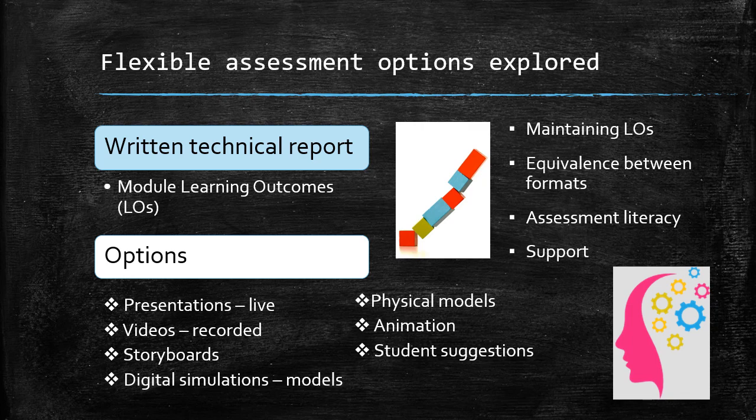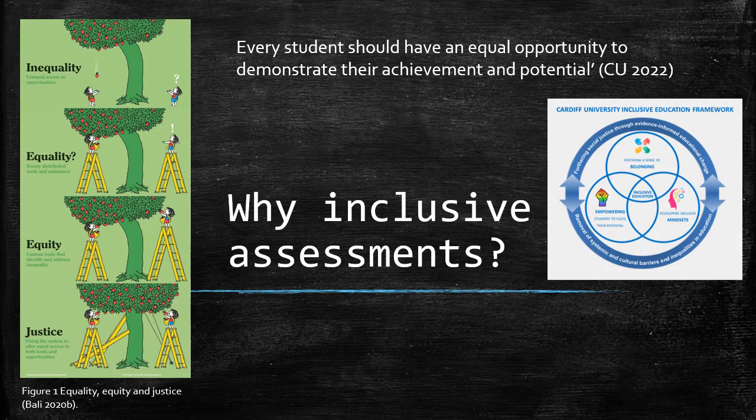So how do I address all of those things within my design? I began by looking at what inclusive assessments were, and like all people I would start looking at literature and looking at the university. Cardiff University has a strategic aim where every student should have an equal opportunity to demonstrate their achievement and potential. There are an important couple of words in here: every, equal opportunity, demonstrate. So those are some key words that have to come out in our assessment.